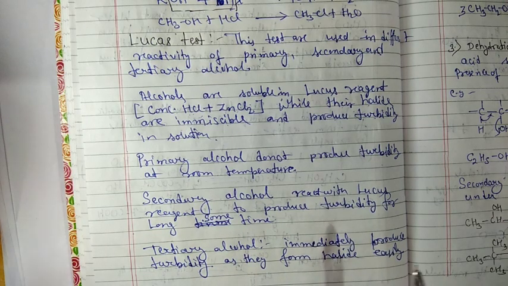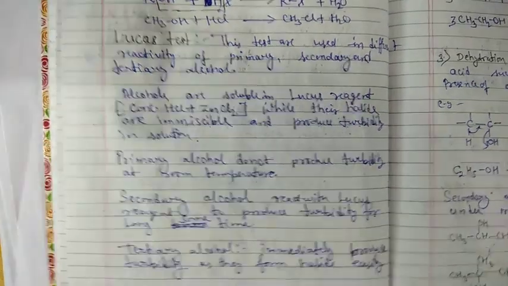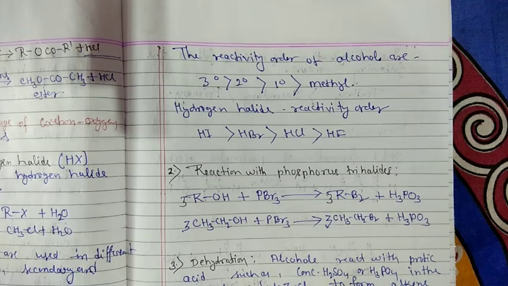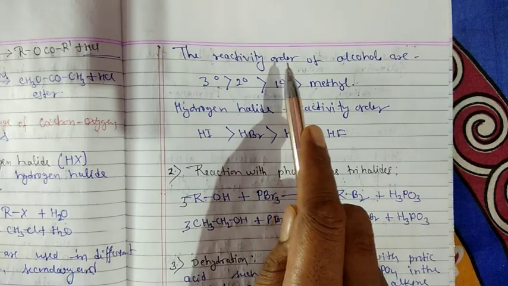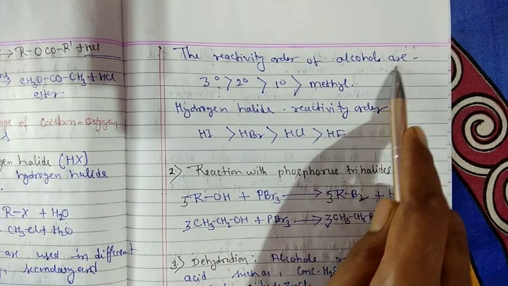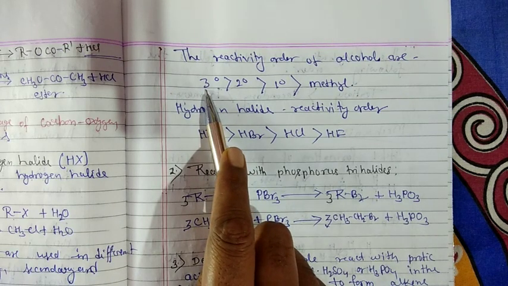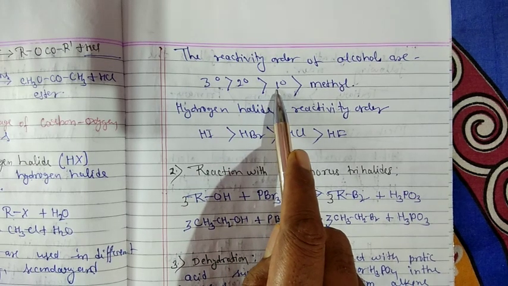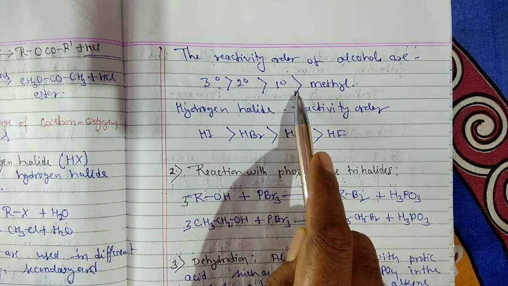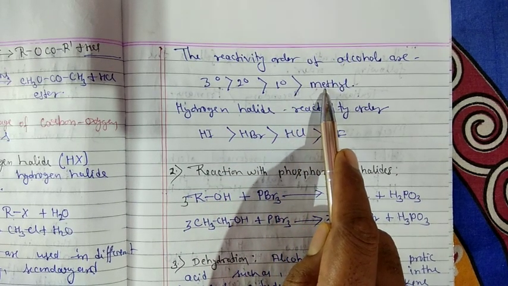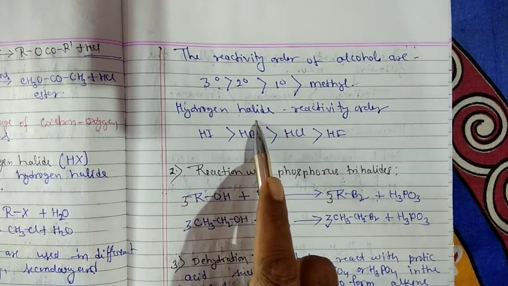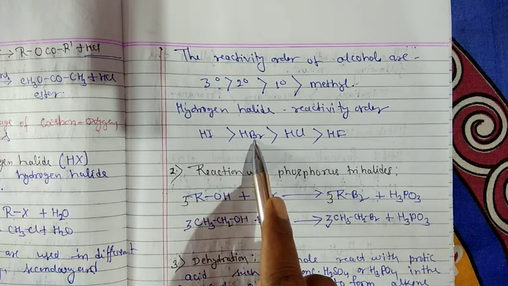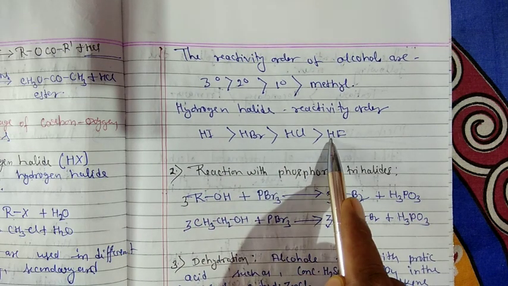Then we talk about the reactivity of alcohols. The reactivity order of alcohols is: tertiary alcohol is more reactive than secondary, then primary is less reactive, and methyl is least reactive. Similarly, for hydrogen halides, the reactivity order is HI greater than HBr, HCl, HF.